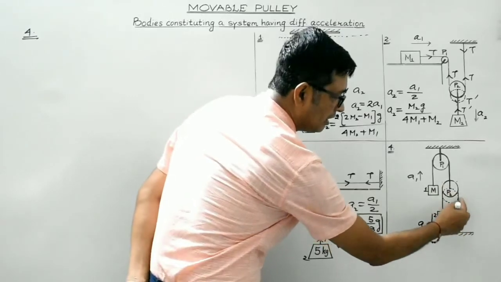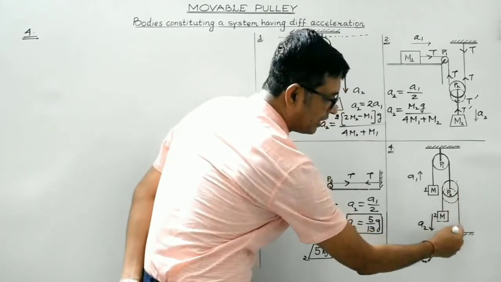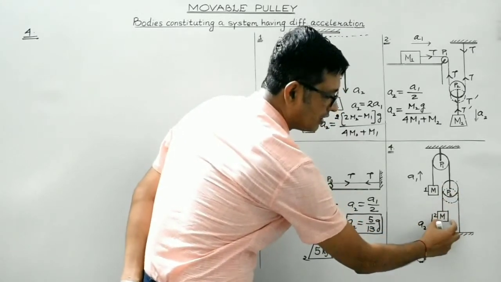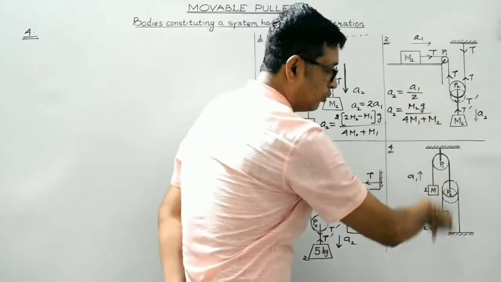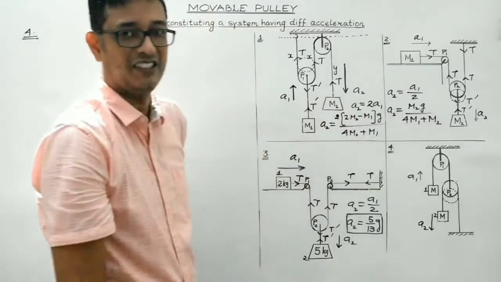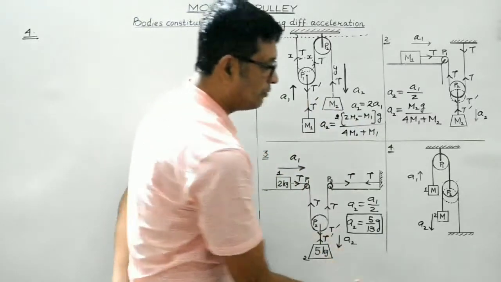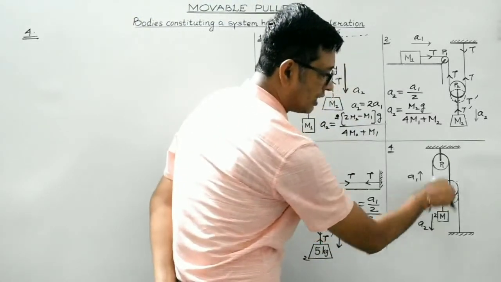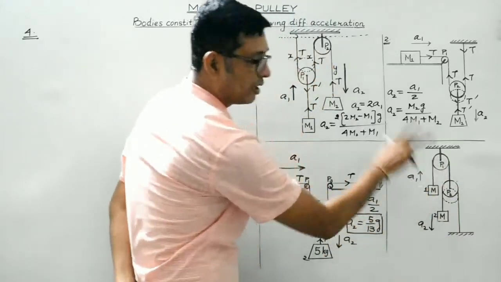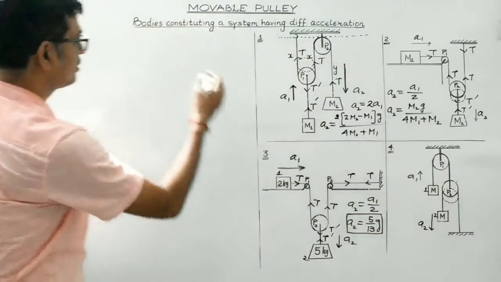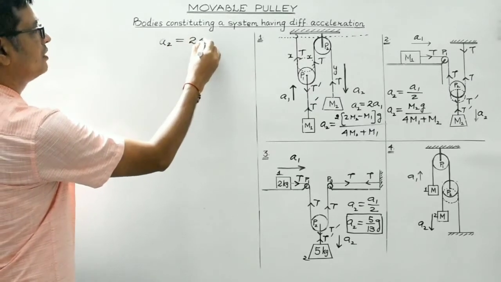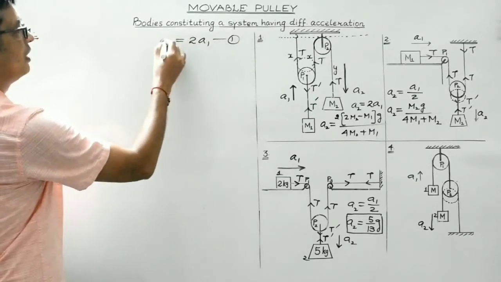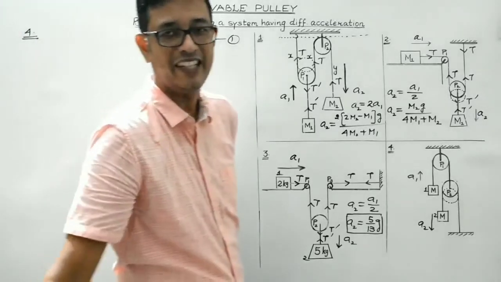So as a result, in order for this string to remain taut, the total distance through which the mass m, or body 2, will move downward will be 2 meters. That is, for the same time this body 2 will cover twice the distance covered by body 1. Therefore students, A2 must be equal to twice A1. Clear? This is the relationship between A1 and A2.